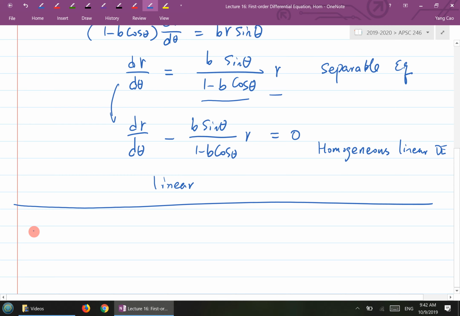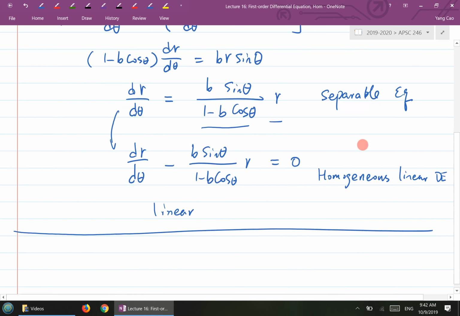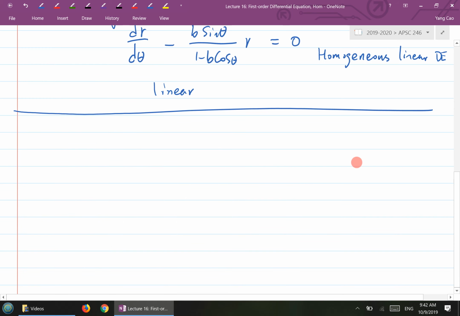Okay, so let's look at. So here we have 1, 2. We looked at two different types of first order differential equation now. So let's take a look at the third type of differential equation. Now the name of the third type is a little bit confusing. Okay, the name of the third type is called homogeneous equation.